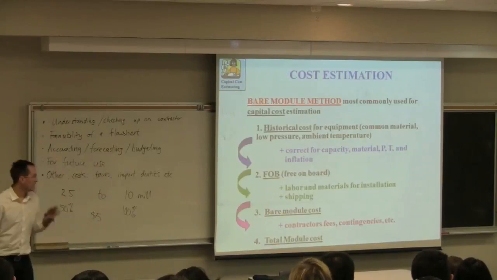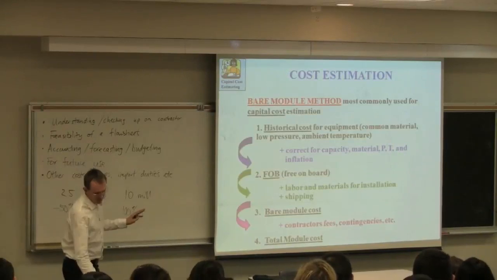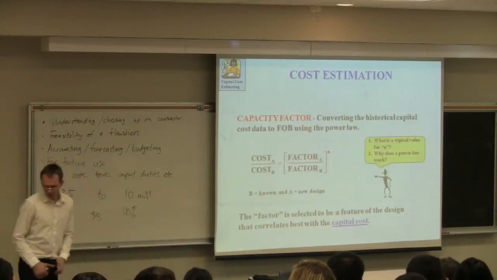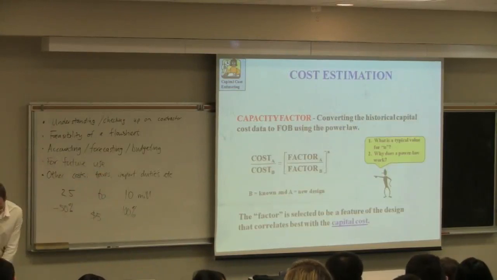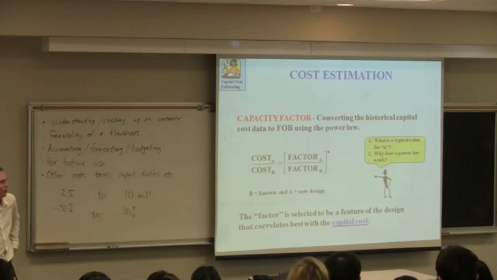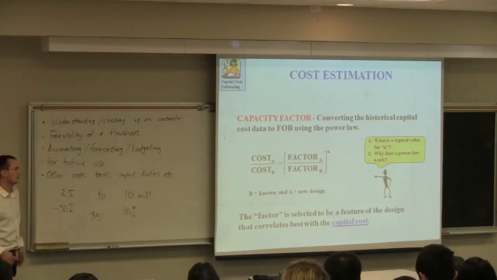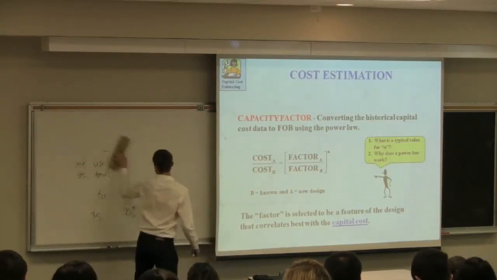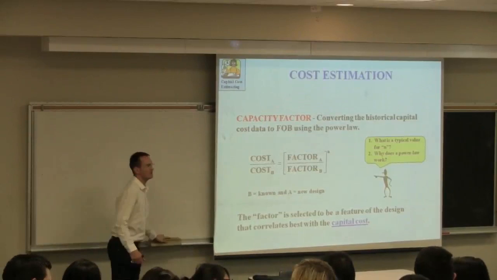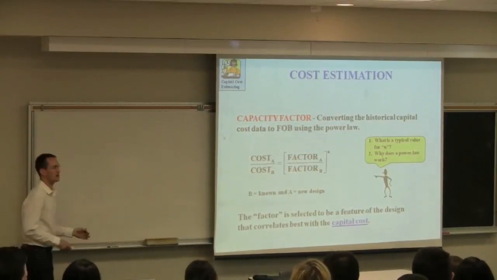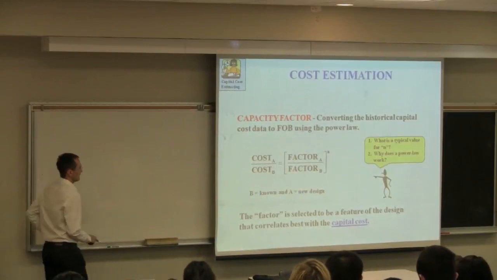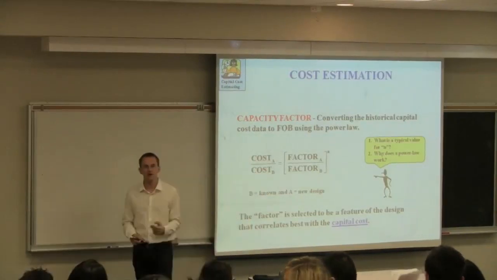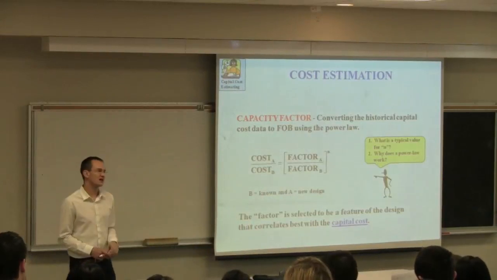On Monday I'll cover the module method, but what I want to do now is jump ahead in the slides to slide number 1 through 4, because you'll need this for assignment 5. In assignment 5, we said that we were getting a reactor from Germany. This reactor from Germany was 20,000 tons per year and it cost 5 million euros. We're requiring a reactor that's half the size.